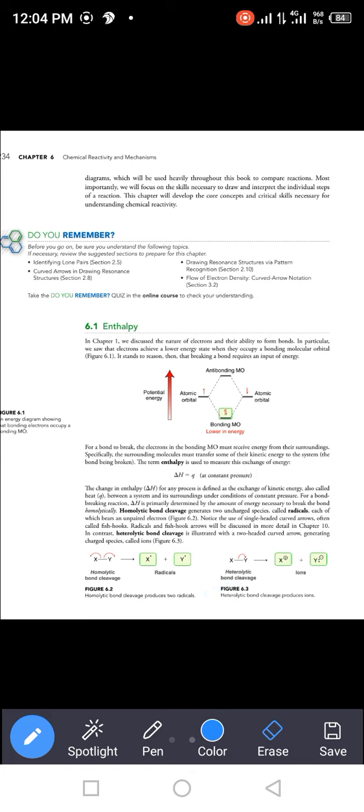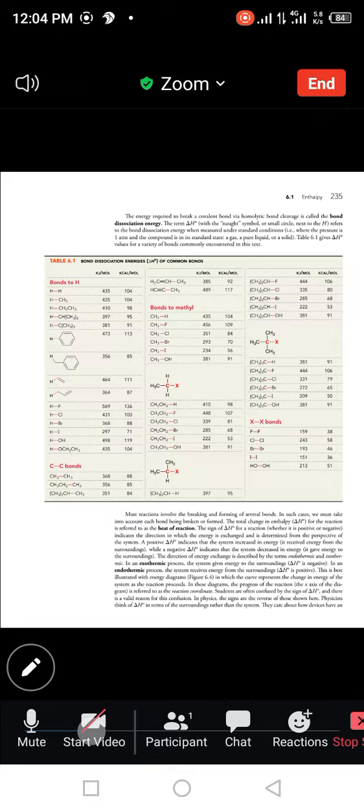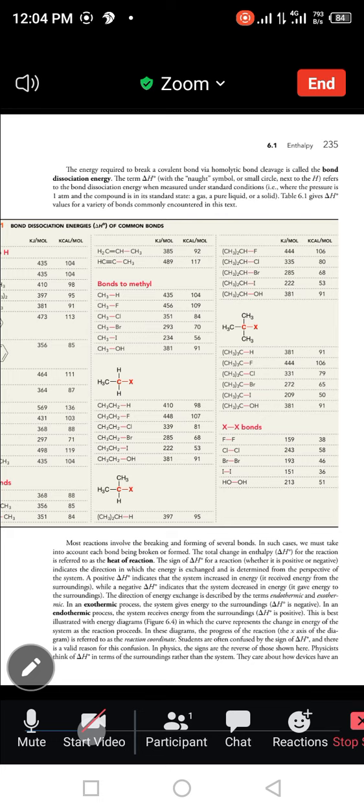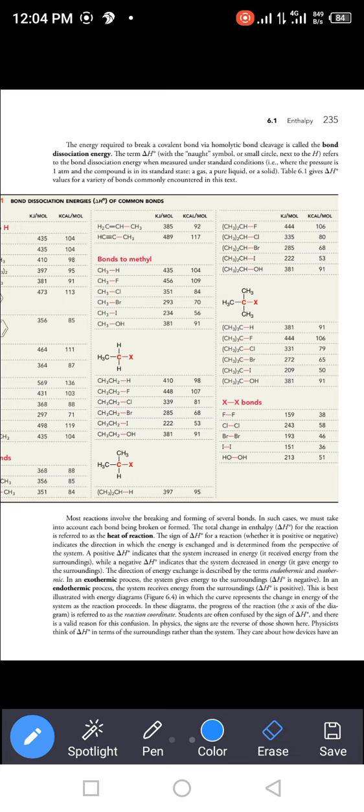Now next. When we provide energy and a bond is broken down, we are talking about energy transferred from surrounding to system. This process is called the bond dissociation energy. When we talk about bond dissociation energy, it means a bond is going to be broken down. So when a bond is broken down, it is called bond dissociation energy.